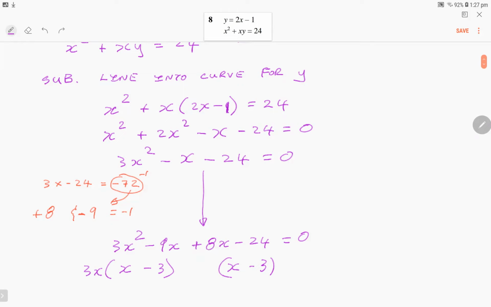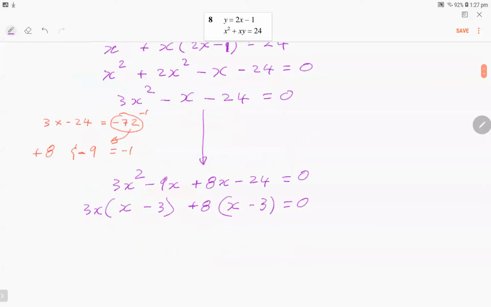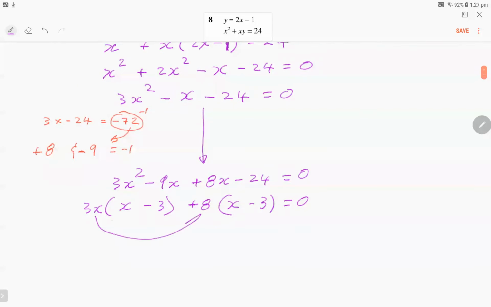And clearly the plus 8 coming out here. All right, so I'm getting plus 8. Check it. Plus 8 times the minus 3 is minus 24. So you know that you're good. Don't forget to put the equals 0. And here factorize this and this times the common factor. All right, so you get 3x plus 8 times the common factor of x minus 3 equals 0.